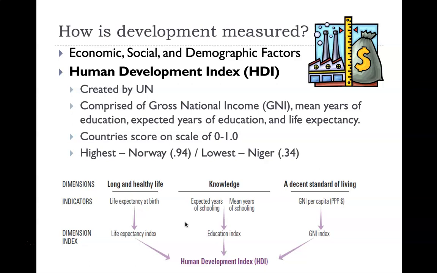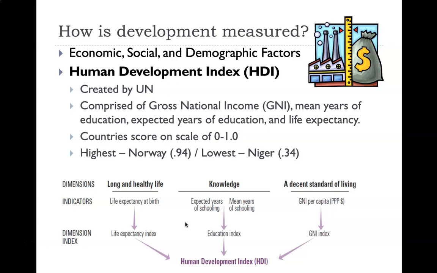Back to how we measure development. We take into account social, demographic, and economic factors. So it's not just money, but money is an important piece, and we're going to start off with that. But we are going to look at a composite index. An index is a group of statistics.